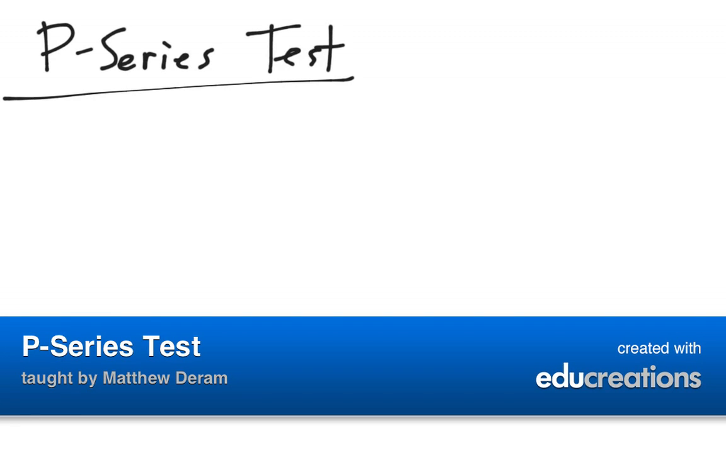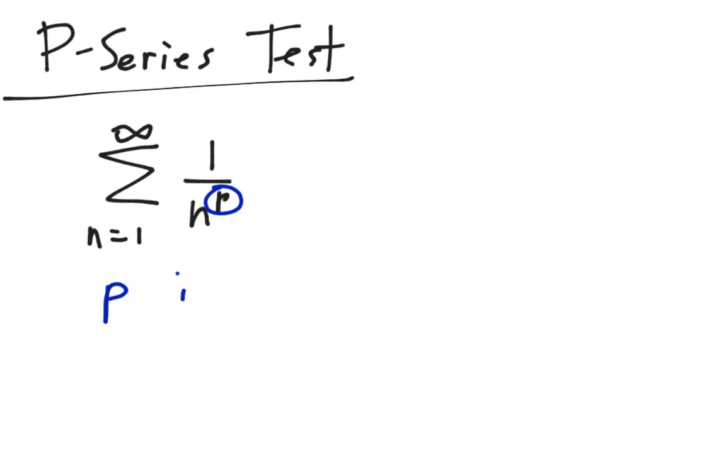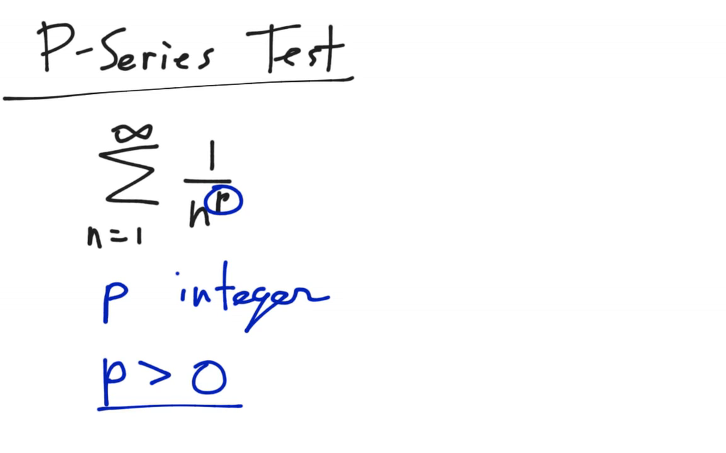This video should be short because we're talking about the p-series test, which follows directly from the integral test. Here's what the p-series test says. It says that we're taking the summation from n equals 1 to infinity of 1 over n to the p. And here p is going to be an integer. And specifically for the integral test, p will be greater than 0. P has to be a positive number.